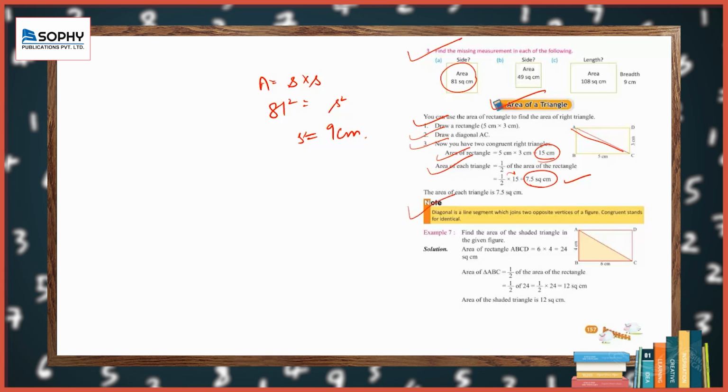Now always remember, students, diagonal is a line segment which joins two opposite vertices of a figure. Congruent stands for identical. In example number 7, we have to find the area of the shaded triangle in the given figure. Area of rectangle ABCD is equal to, very good students, 24 square centimeter, and area of triangle ABC is half of 24, that is equal to 12 square centimeter. So area of the shaded triangle is 12 square centimeter.